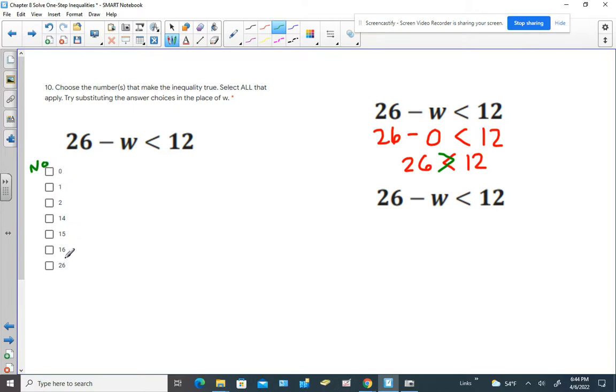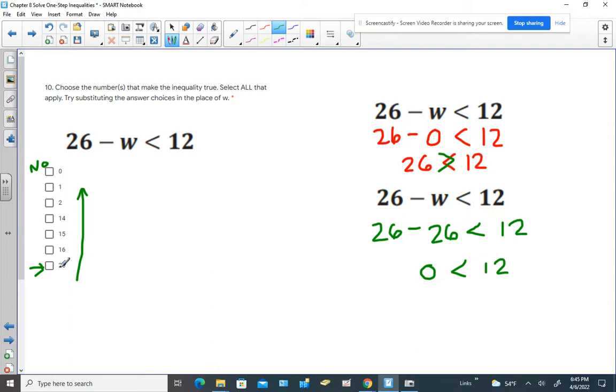Now, what I'm going to suggest to make this a little bit easier to recognize what we need to do is let's work this way, because we've already tried 0. Let's start with the 26, then do a 16 and 15 and 14, and see if there's anything that we realize. Look for patterns when you're doing this. So let's try 26. 26 minus 26, would that be less than 12? If I do 26 minus 26, I get 0, and 0 is less than 12. So that would be one that we would pick.